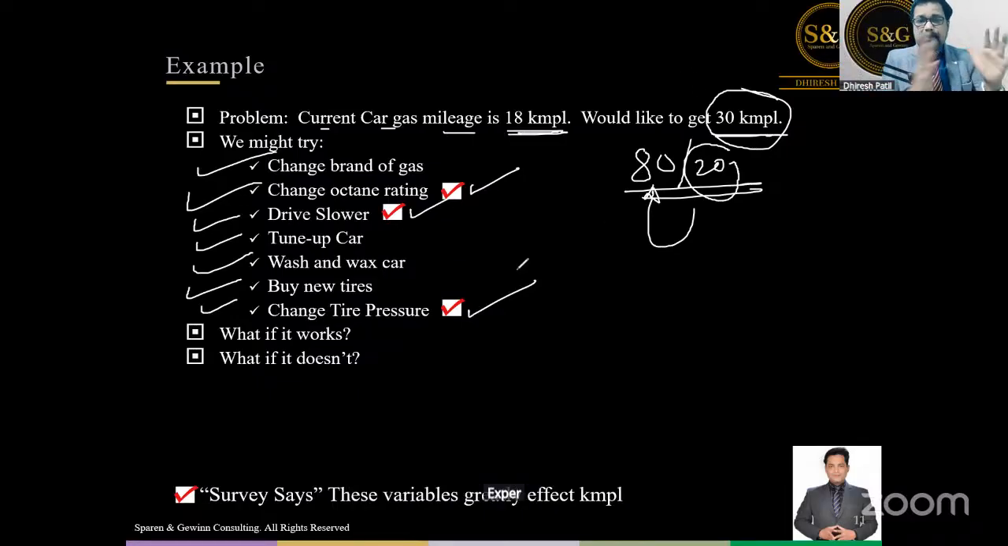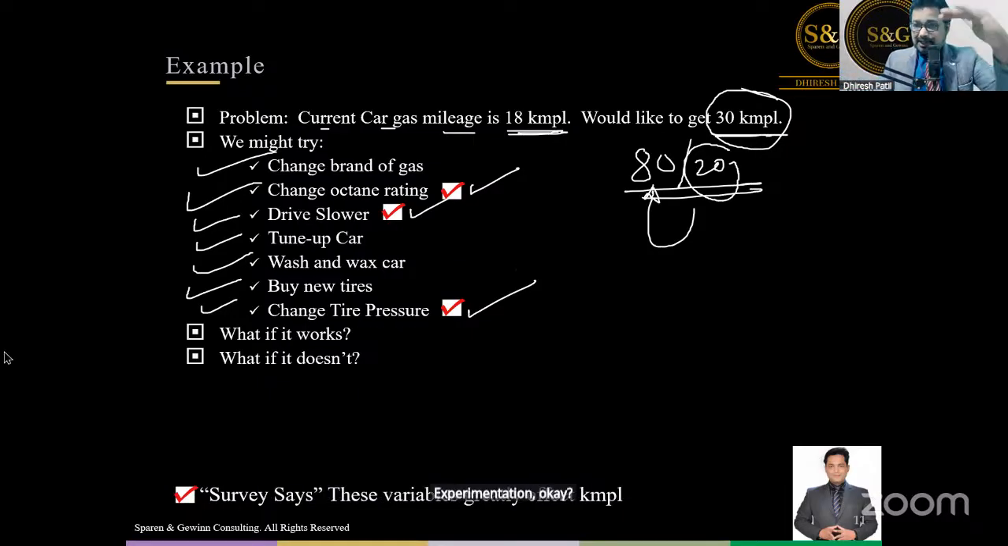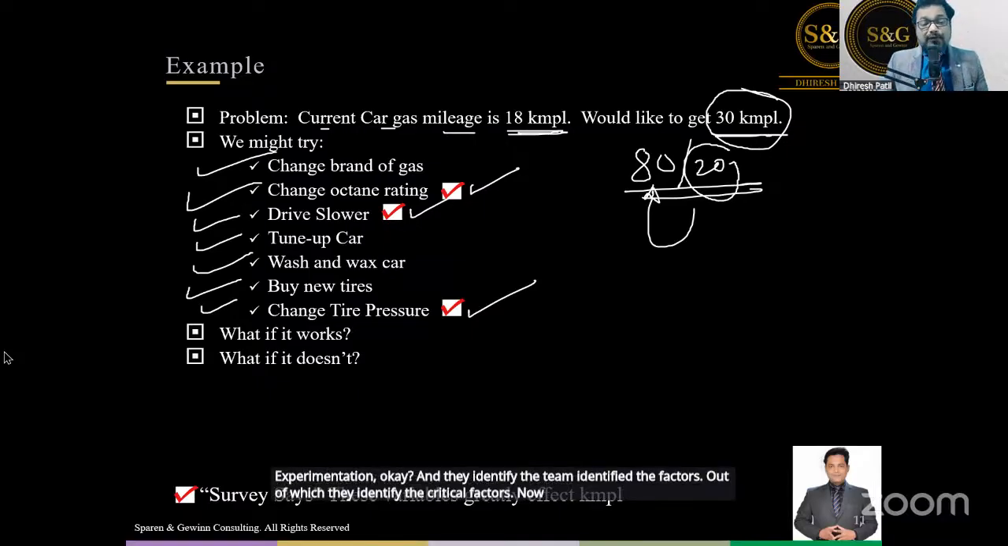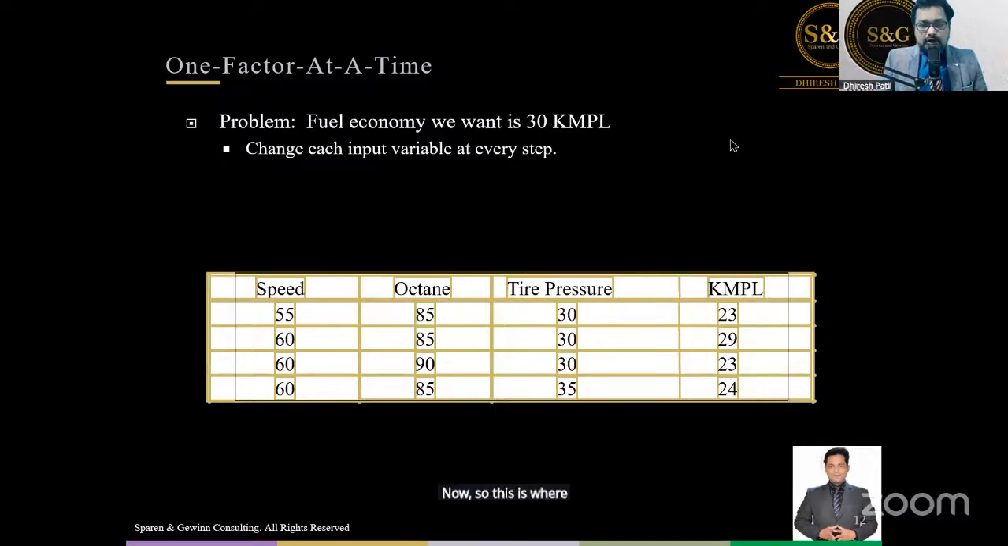Did you understand the experiment? So there is an automobile company, and they want to enhance their mileage from 18 to 30 and they want to use this experimentation. The team identified the factors, out of which they identified the critical factors. Now they want to experiment with the critical factors. So just try to understand this.